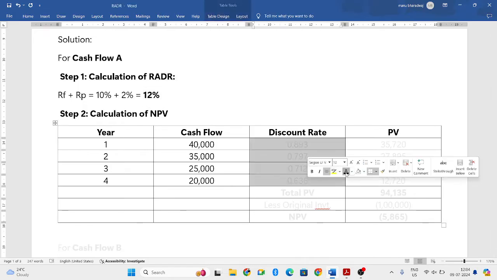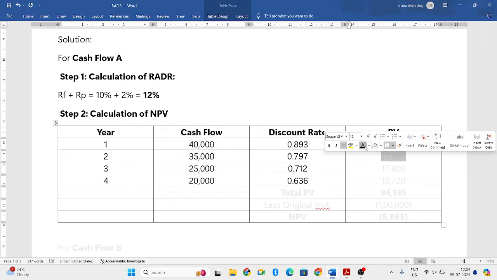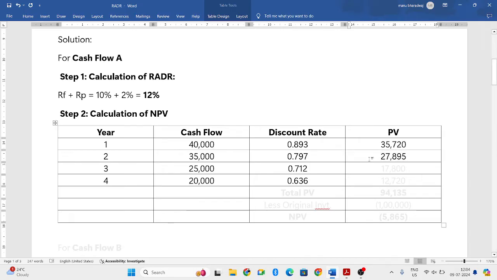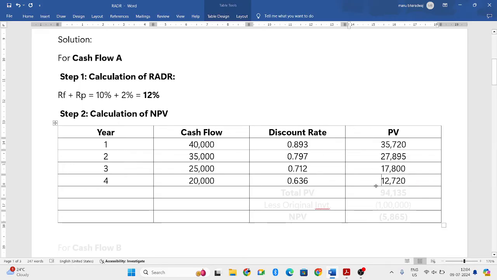You should know by this time how to take this discount rate, so I need not explain it again. So I have to take the discount rate. Now multiply each cash flow with this discount rate. So 40,000 into 0.893 will be 35,720. 35,000 into 0.797 will be 27,895. 25,000 into 0.712 will be 17,830 and 20,000 into 0.636 will be 12,720.